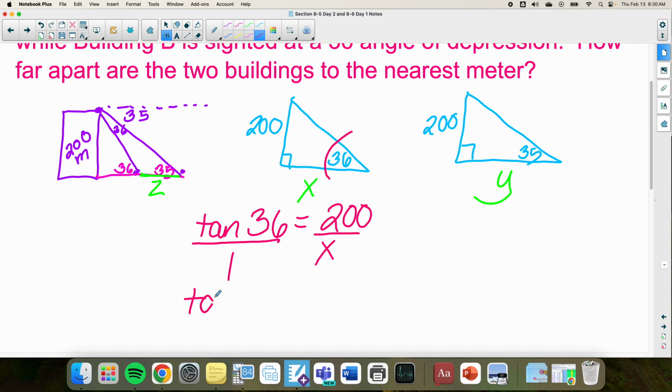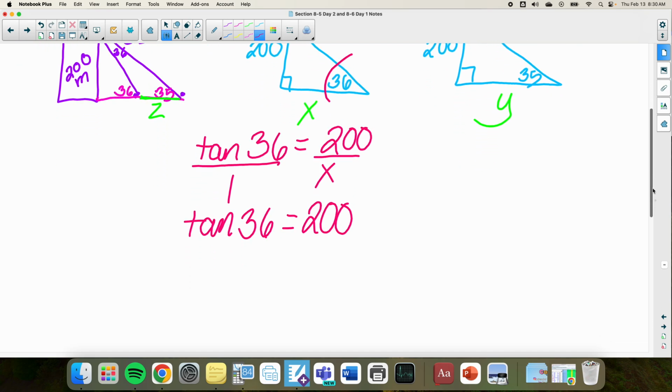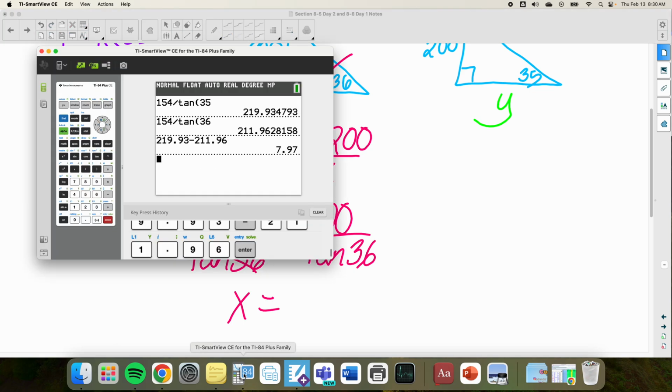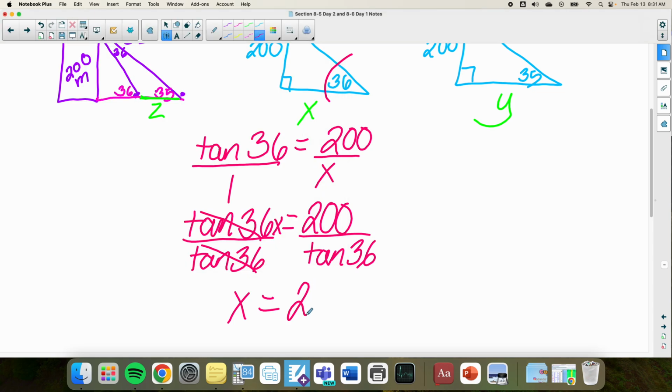So I'm going to cross multiply, and I get tangent 36, X equals 200. And then I'm going to divide by tangent 36. And when I do that, X is going to equal 200 divided by tangent 36, and that is 275.28.